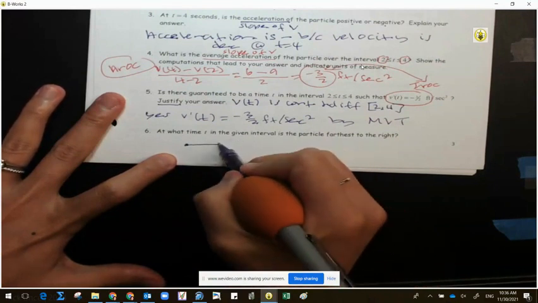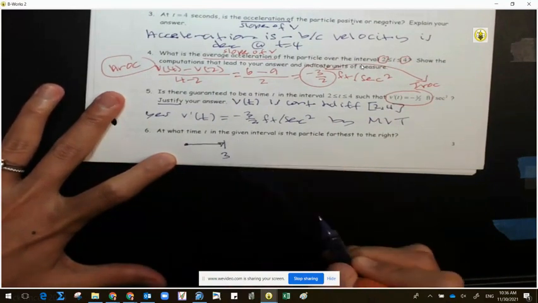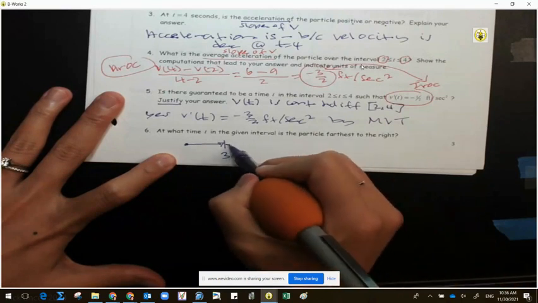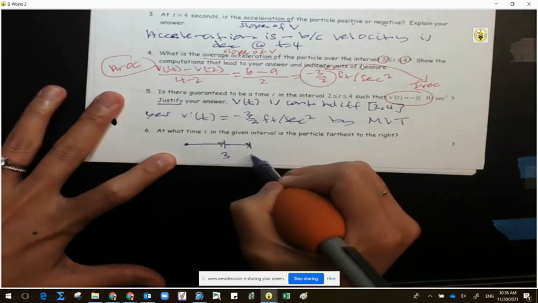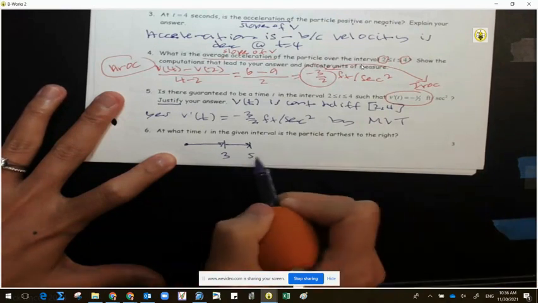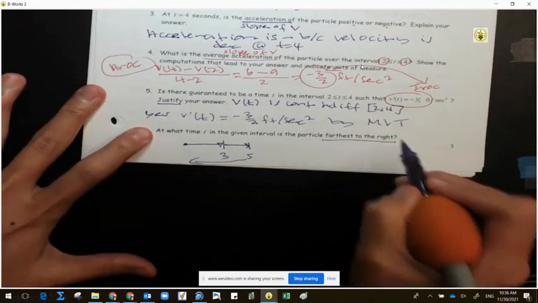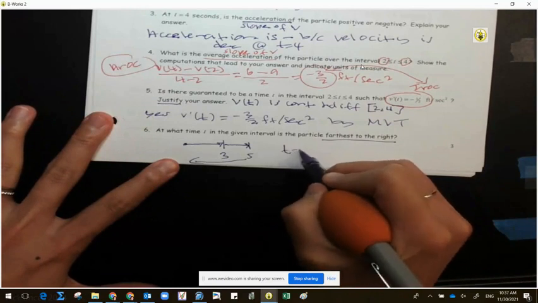3 seconds. So let's put on here that was at 3 seconds. And it was moving to the right. And then we go 2 more seconds to the right at 5 seconds. And after that, it's going to go backwards. So it wants to know at what time was it furthest to the right? What time was it at? 5 seconds.